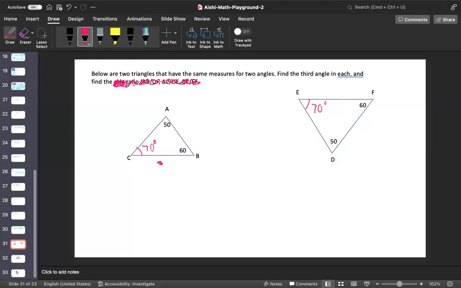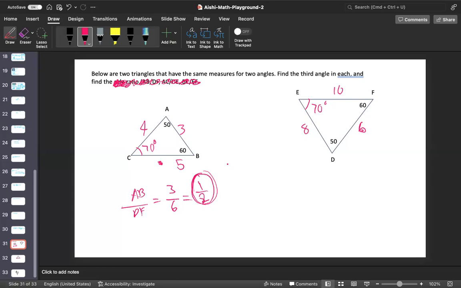Okay, so if we take random sides, 3, 6, 4, 8, 5, 10, then the side ratio, let's take AB by DF. AB divided by DF would be 3 over 6, which is 1 by 2. So this is how you find side ratios.